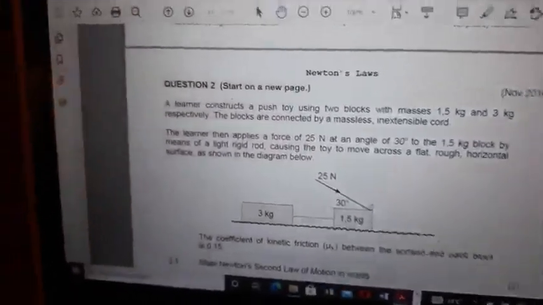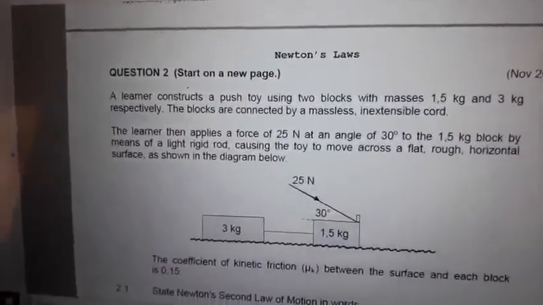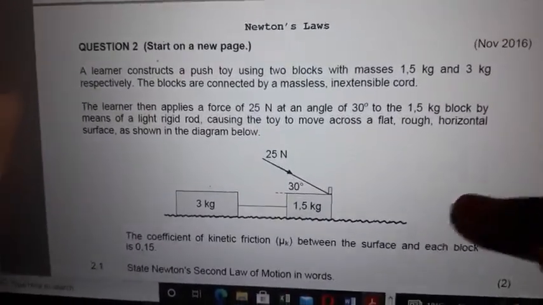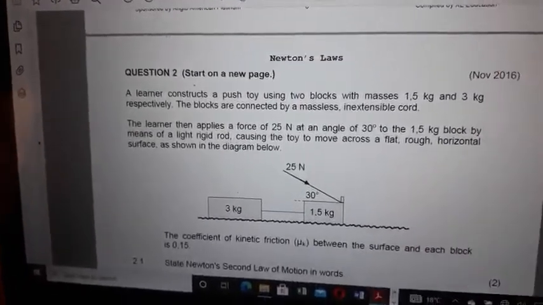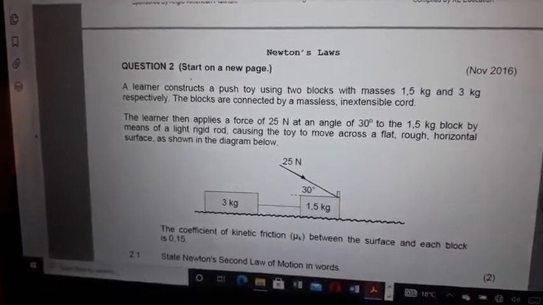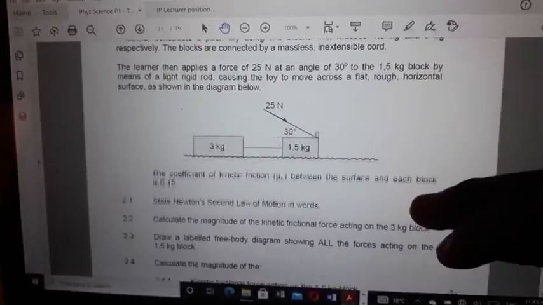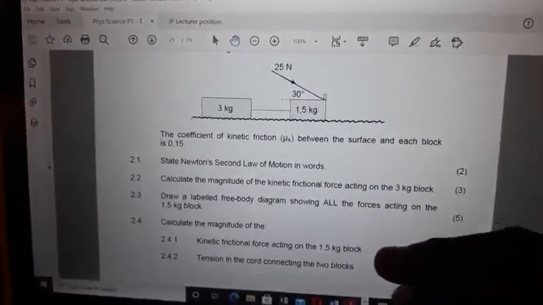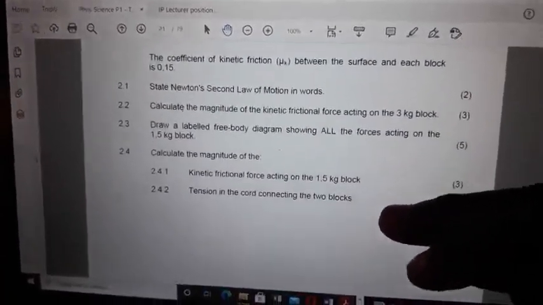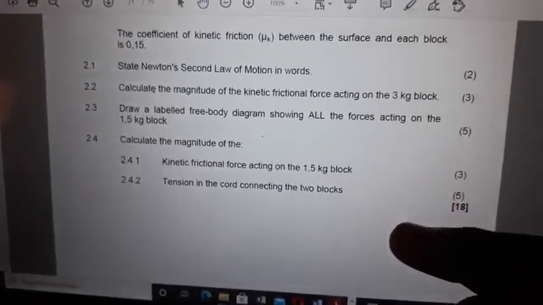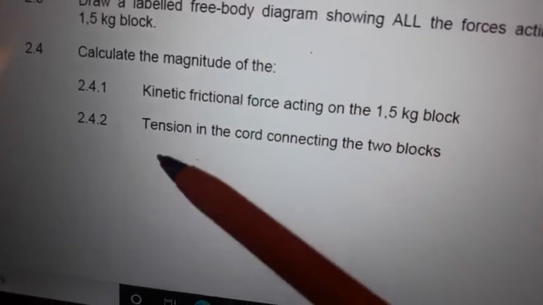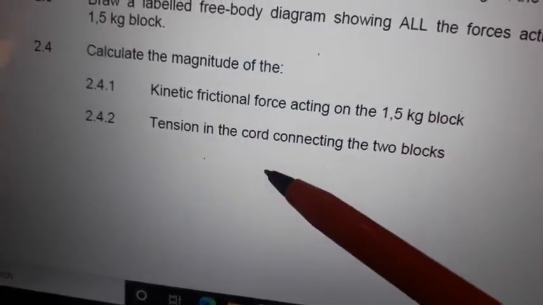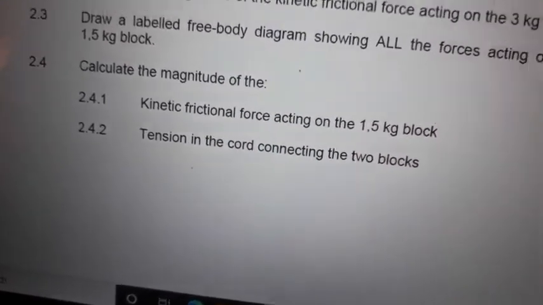Okay, we're continuing with our revision here, where I'm actually looking at question 2. Like I said, for those who are new to this, I've done 3 videos already, so we're just finishing the questions. We've already answered questions 2.1, 2.2, 2.3, and also 2.41. We're now on question 2.42, where we're supposed to calculate the tension in the cord connecting the 2 blocks.